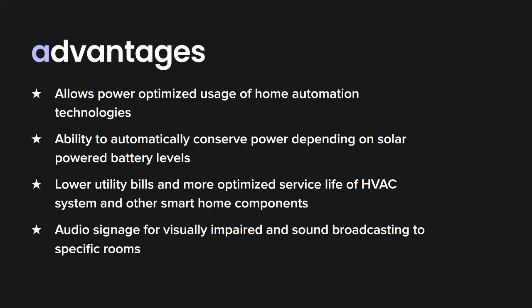The advantages of our system are to allow optimized power use of home automation devices. We can automatically conserve power depending on the battery levels of our solar powered system. Potentially, this will lead to lower utility bills, as well as more optimized service life of components in the HVAC system, like your AC, compressor, vents, etc.